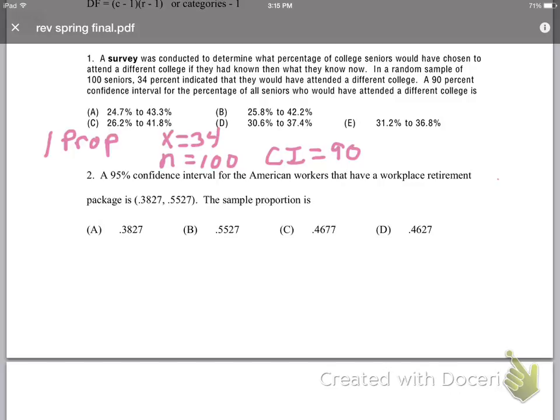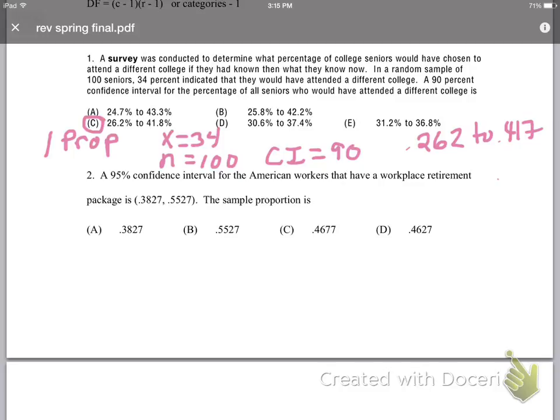Okay, just give me a second so I can put this in my calculator. Okay, I wanted to make sure that you go to one prop interval because this is a confidence interval. And I get 0.262, 2.417. So the answer is C.